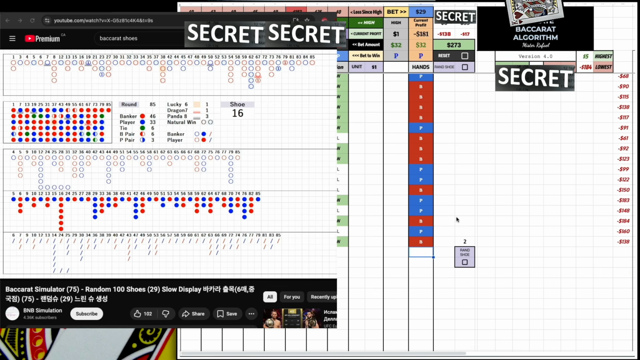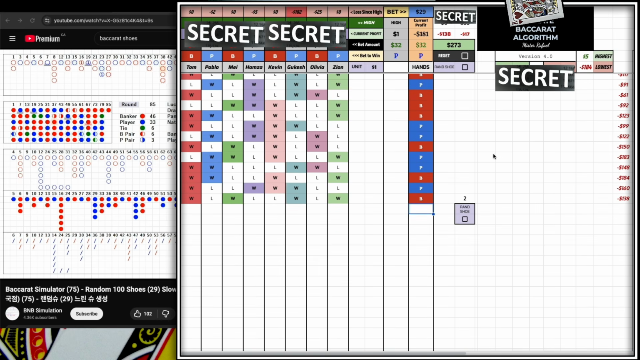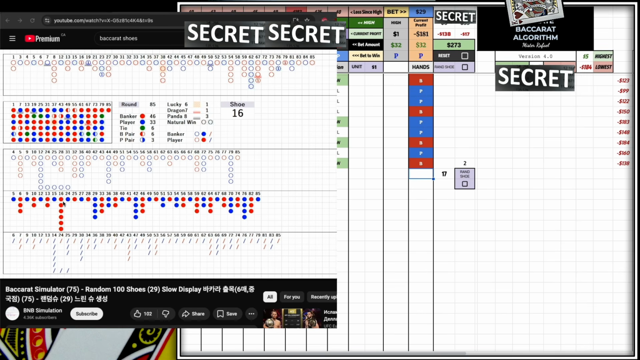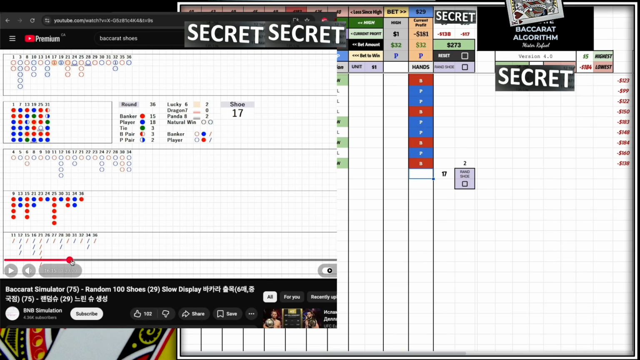All right, this one was a rough shoe so far. Highest profit, only $5. Lowest, minus 184. Currently sitting at minus 138. Let's see if we can change that. Next shoe will be 17. Let's keep going.